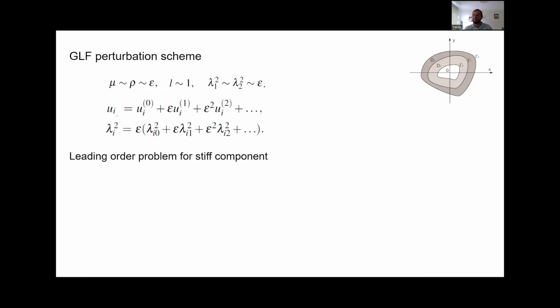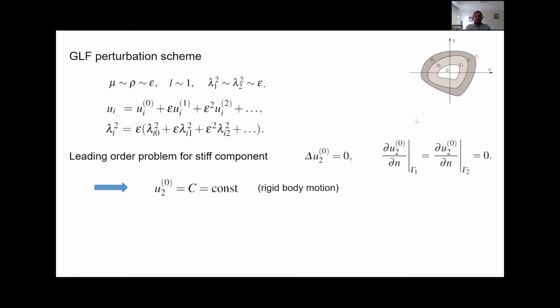And then, following the same approach, we start with a leading order problem for a stiff component. And this is what it is. The inertial effect vanishes at leading order, so you just have a Laplace equation subject to these two Neumann conditions. Therefore, the solution is very straightforward. Here we don't really care about the boundary. It's not arbitrary, but there is a wide class of boundaries that would satisfy it, and still you get a rigid body motion solution.